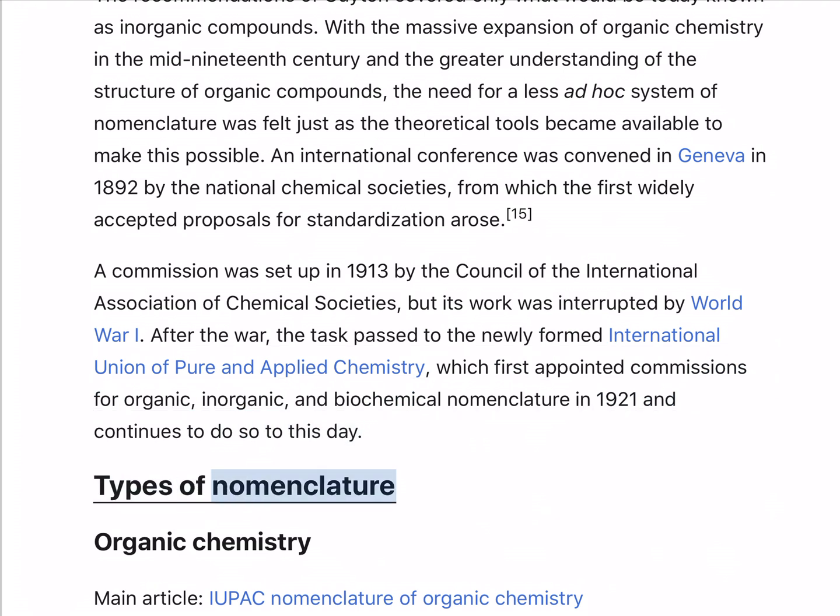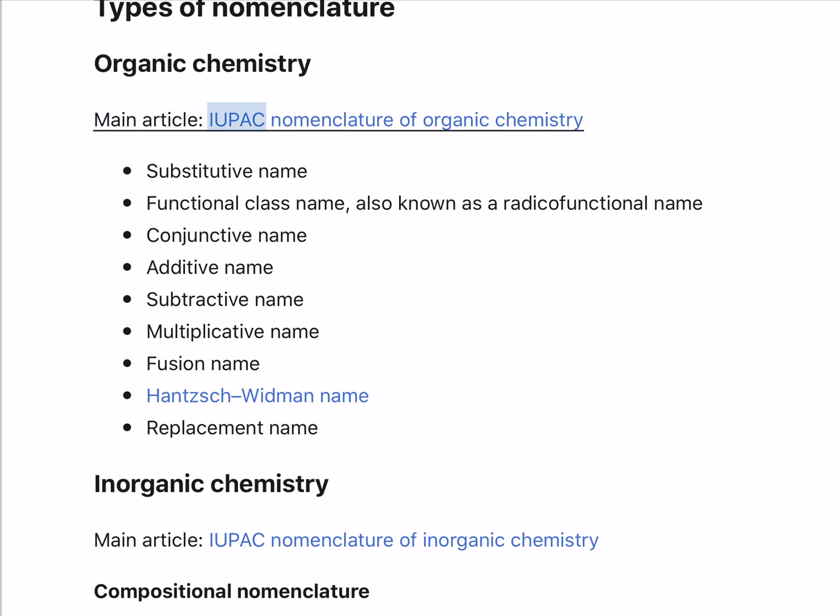Types of nomenclature. Organic chemistry. Main article: IUPAC nomenclature of organic chemistry. Substitutive name. Functional class name. Also known as functional name, conjunctive name, additive name, subtractive name, multiplicative name, fusion name, Hantzsch-Widman name, replacement name in organic chemistry. Main article: IUPAC nomenclature of inorganic chemistry.